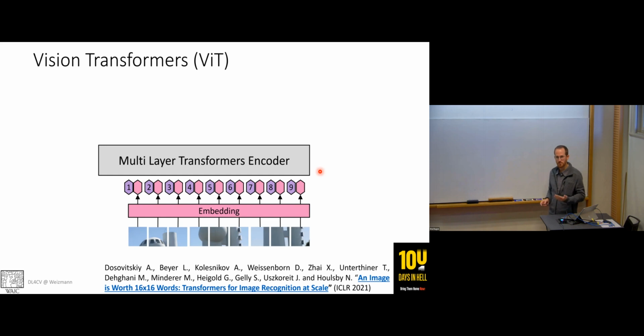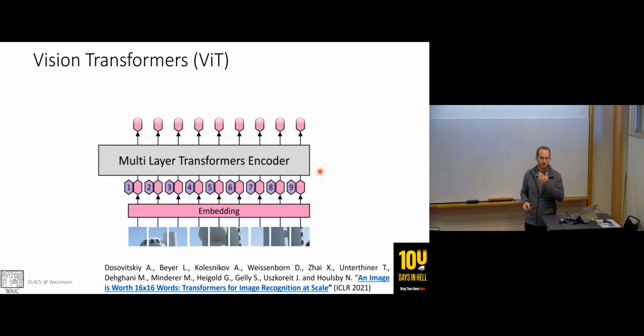But once we have this sequence of tokens, we can process it with the vision transformer. This is not a problem. Yes. The position encoding, shouldn't it be two-dimensional? We'll get into this in a few slides.